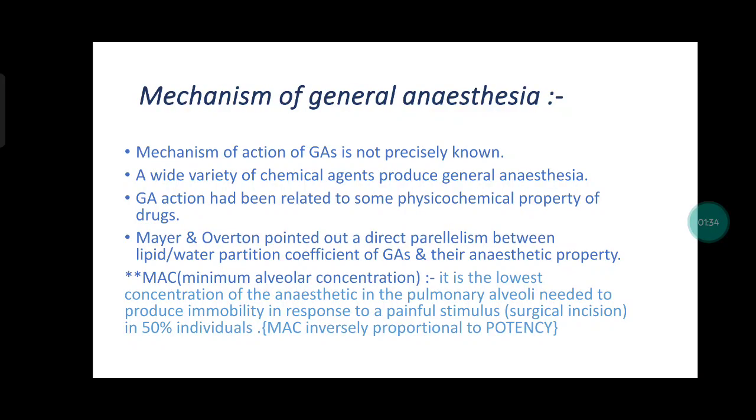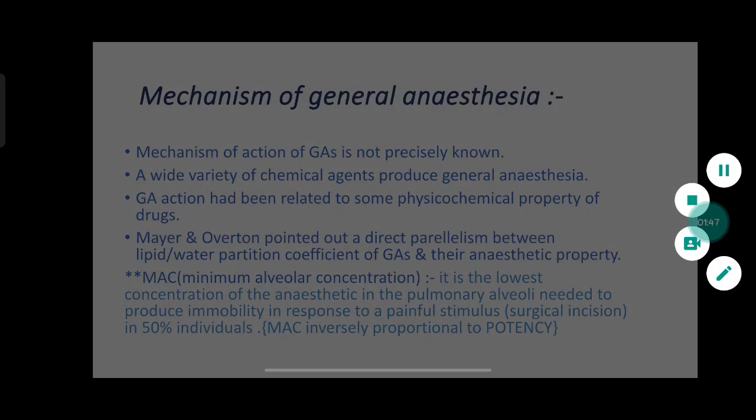Mechanism of general anesthesia. Mechanism of action of general anesthesia is not precisely known. A wide variety of chemical agents produce general anesthesia. General anesthesia action had been related to some physicochemical property of the drugs.